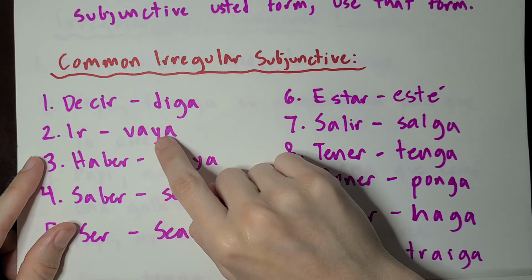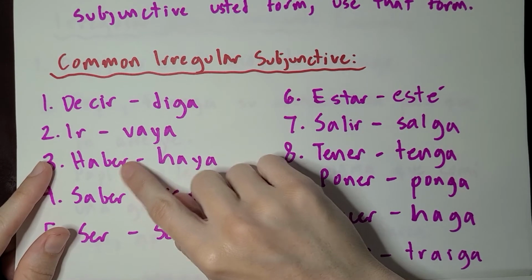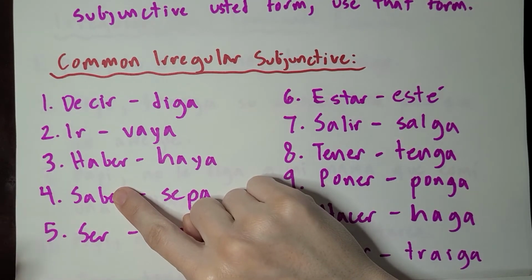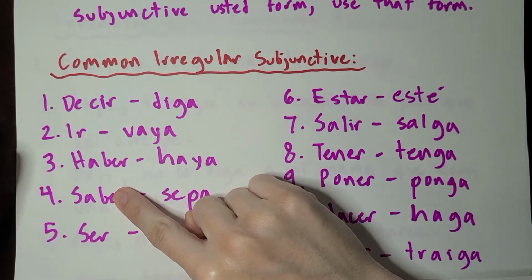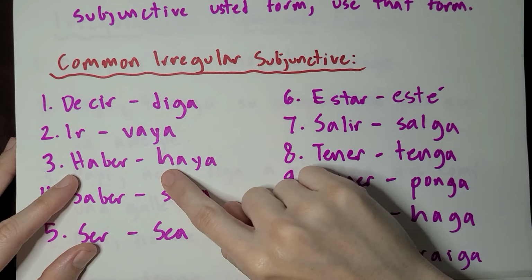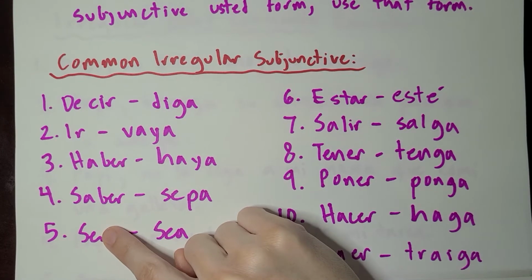Number 1, decir means to say, it becomes diga. 2, ir means to go, it becomes vaya. 3, haber, in the sense that not tener means to physically have something or to have to do something. Haber is the English equivalent of I have done this, I have read this book. You're not really going to use it in a command, but I think it's important for you to know. So haber becomes haya.